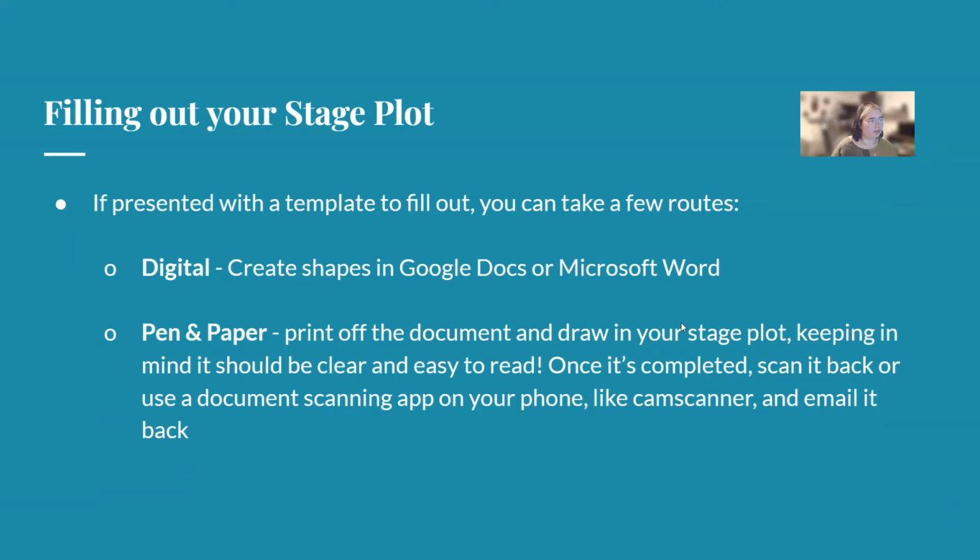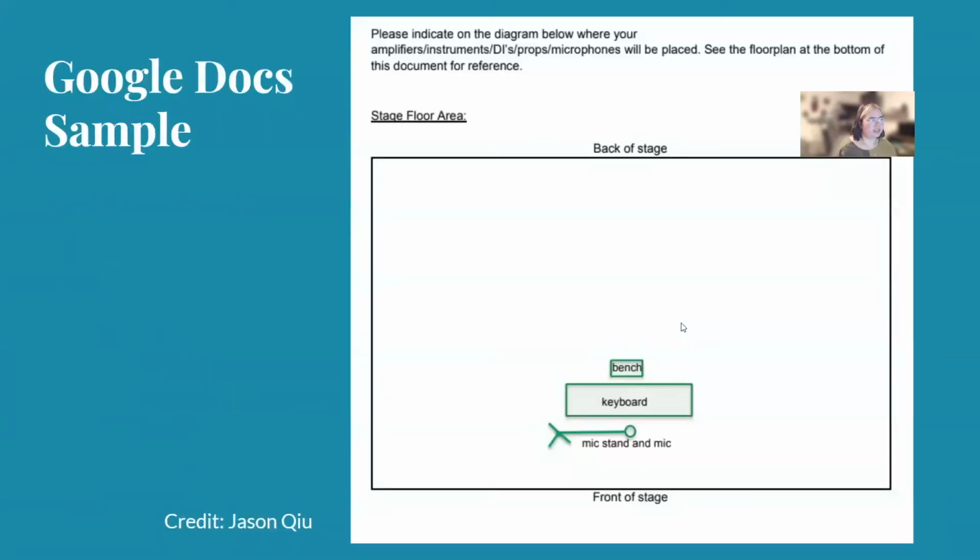I've got a couple examples. So this was actually Jason's stage plot that they submitted, which was super neat, easy to read. I thought it'd be a great example for this. And I believe this was mostly filled out in Google Docs, and then the text was added in Microsoft Word. But you can see it's got all the info that we need. We know exactly what the stage is going to look like, which is great.